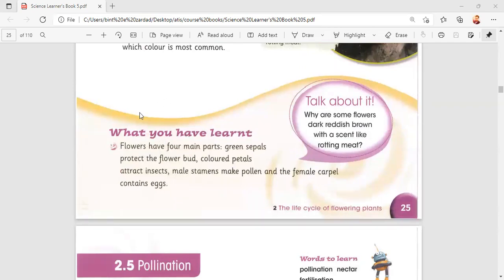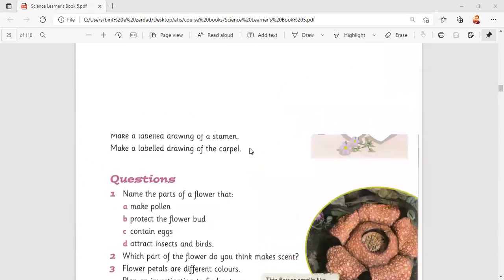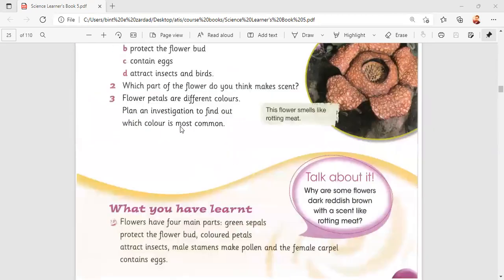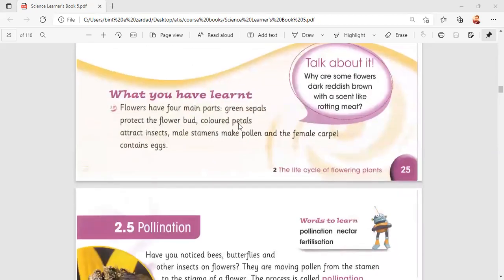What's the summary for this lesson? What have you learned in this lesson? Flowers have four main parts. Number one, sepals. Green sepals protect the flower bud. After this, colored petals attract birds and insects.